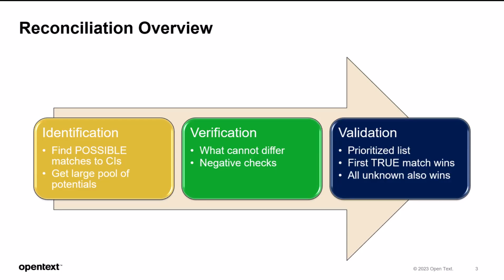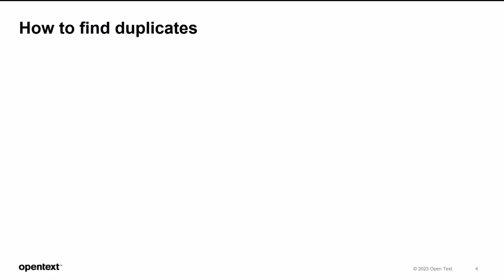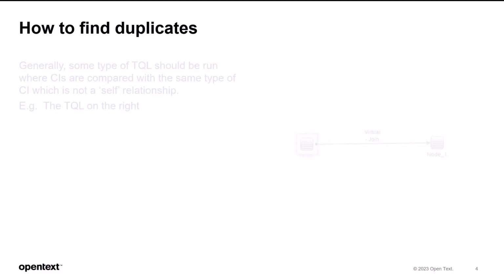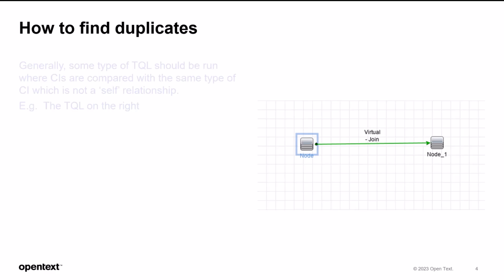All right, so how do I find duplicates? Well, generally, you could create some kind of TQL that can be run to compare with the same type of CI, which is a non-self relationship. So for example, this TQL that is on the right, those are two nodes, they are joined, and the join itself is non-self relationships.